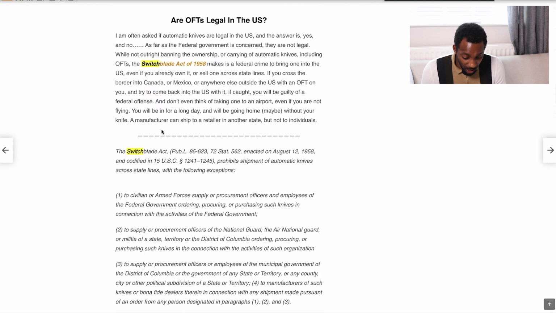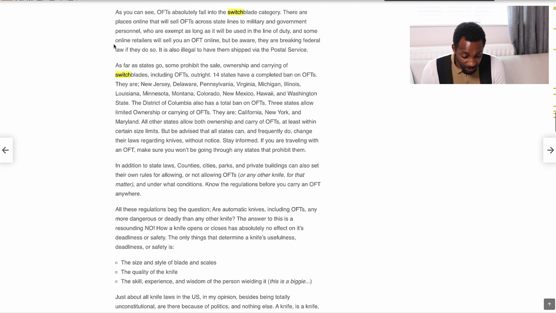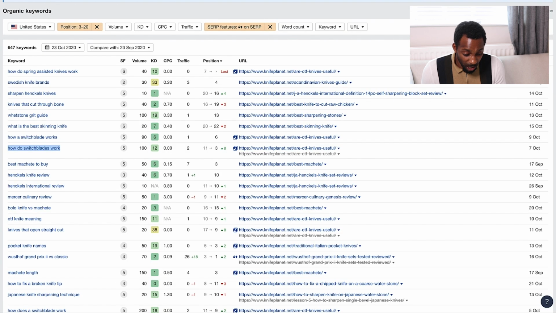So for this one, what I would do is use an H2 heading, or an H3 if it's within this kind of section, if it's talking about switchblades. I would have a section where I mark it up and then I explain in 3 or 4 sentences exactly how switchblades work. That's going to give them a lot of relevancy on this particular keyword.